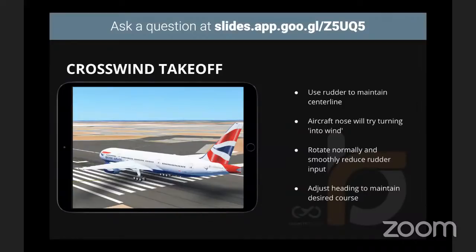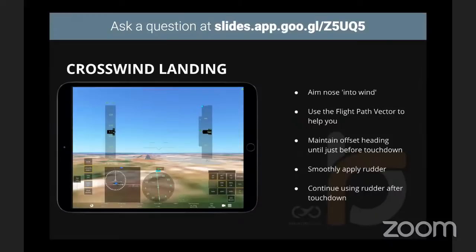For landing, commercial jet aircraft normally adopt the crab method, which is essentially the reverse of the crosswind takeoff technique we've just discussed. To start, we need to aim the nose into wind so that the aircraft can track the extended centerline of the runway. So if the wind is coming from your right, you will need to point the aircraft nose to the right of the runway.